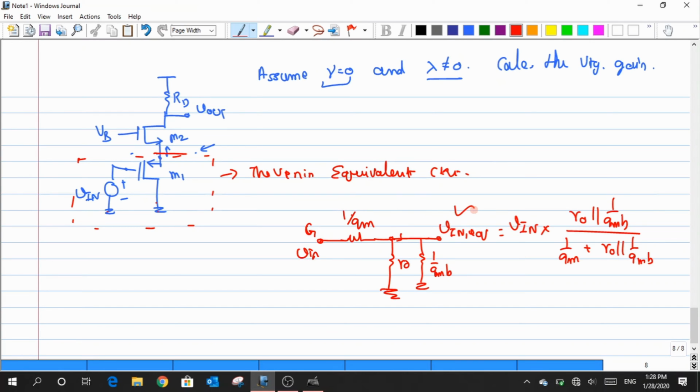And whenever I try to compute the resistance of the source terminal, what I do is that I will short my V in to the ground. So what is left over? All three are in parallel, 1 by Gm, 1 by GMB and R naught. All of these three resistances are in parallel. So computing the value of R equivalent is pretty straightforward. All of these impedances have to be in parallel.